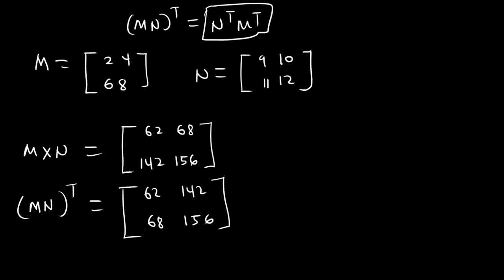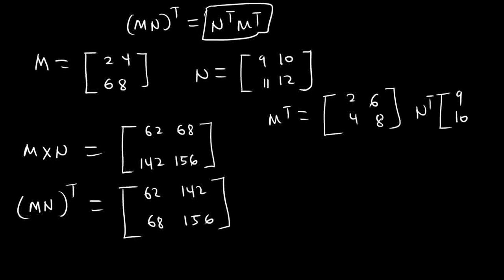Now let's find the transpose of what? Matrix M. The transpose of matrix M will be 2 4 6 8, and then let's find the transpose of matrix N. That will be 9 10 11 12. Okay, so now let's find this product.